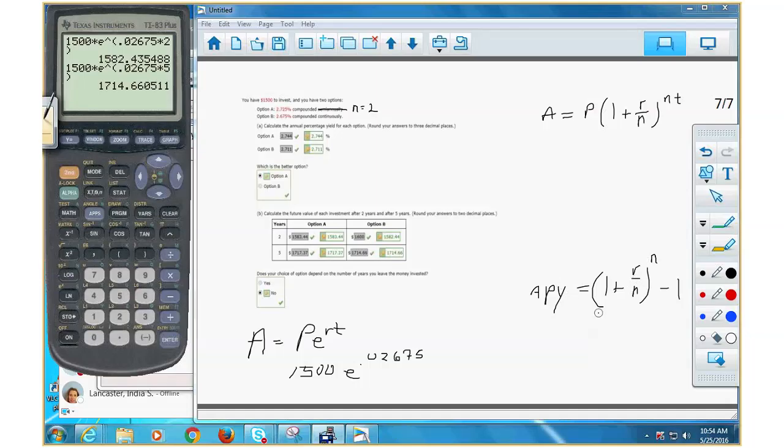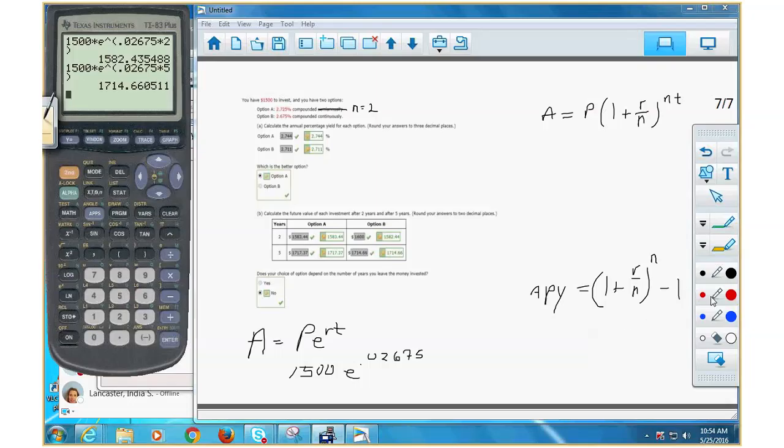And the APY would be on this one, on the first one. Now, I think I'm reading this right. Option A, you would type in 1 plus 0.02725 divided by 2 raised to the second power minus 1. And then you would put in 5 and then do it and see which one is better.